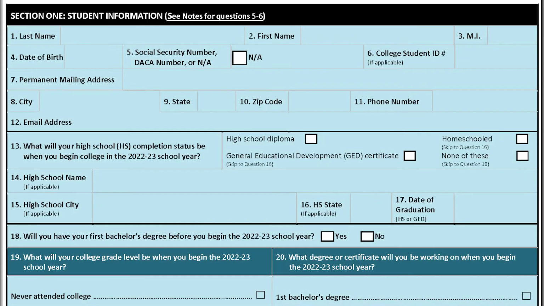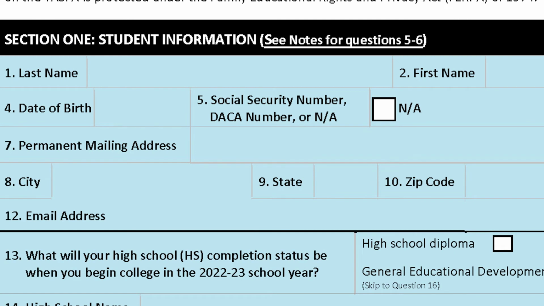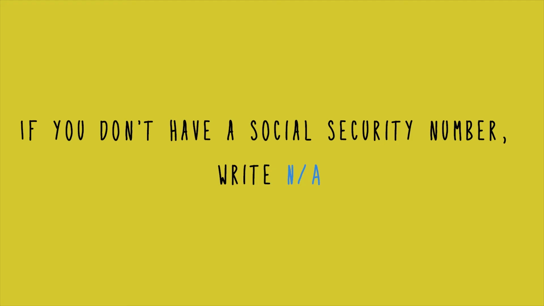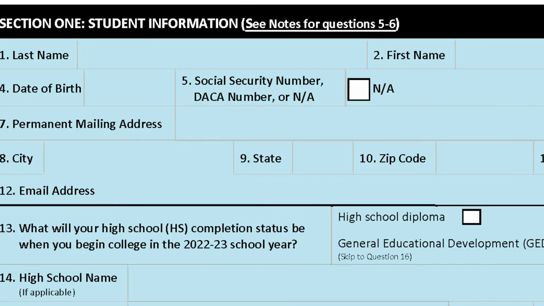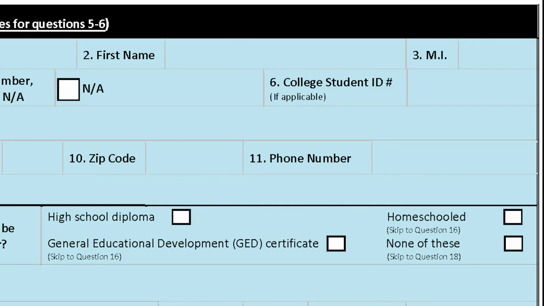Step 1. The first section of the TASFA asks for basic student information like name, address, and email address. This section also asks for your Social Security number, although having a Social Security number is not a requirement. If you don't have a Social Security number, write NA. This section also asks for a college student ID. This is only for students that have been issued an ID by a college. If you do not have a college ID, write NA.